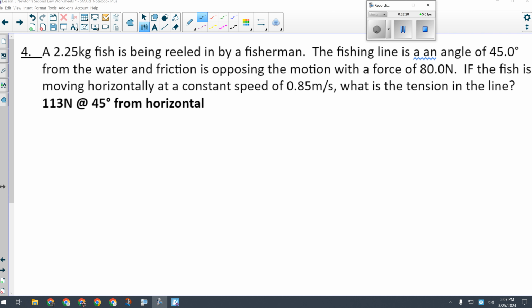What are the key words in number 4? Constant speed. Does it matter what that constant speed is? It makes no difference. What's the net force in this question? 0, because if you're moving at a constant speed, your acceleration is 0. So what that means is, here's our fish.